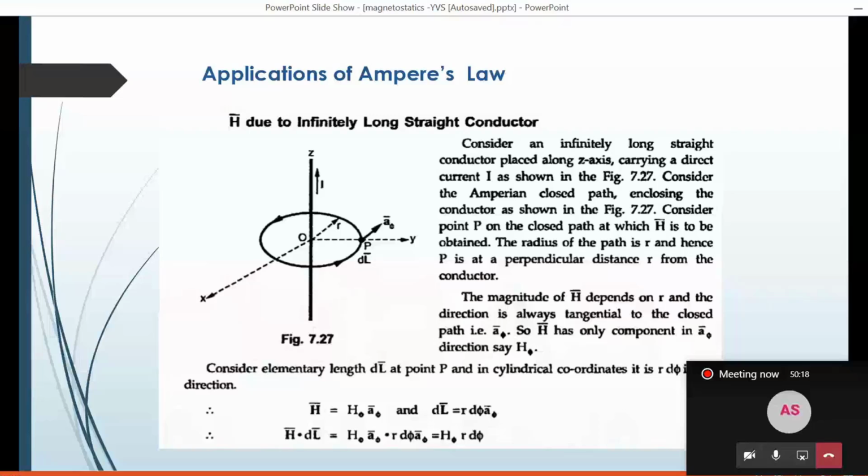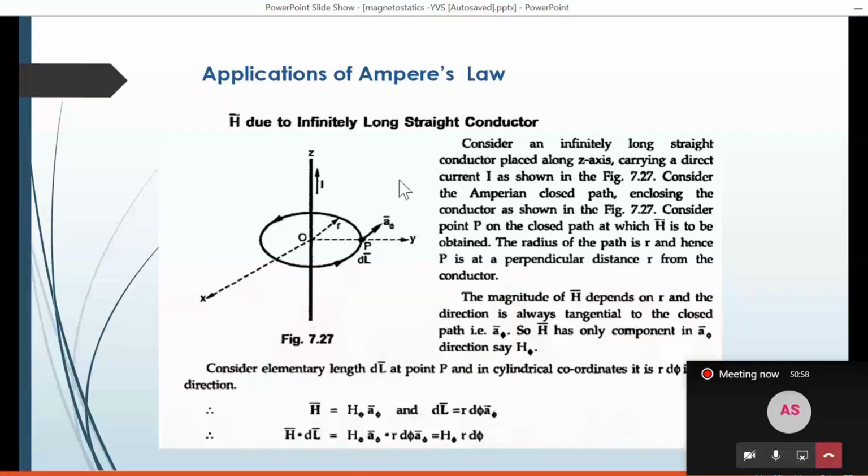Find out H bar dot dl bar, and whatever you get at the right hand side, that is your final value. So here we consider this as a closed path. Consider point P on the closed path at which we want to find the intensity. The radius of this path, let us take as r or rho in the cylindrical system. The magnitude of H bar depends on the value of r, and the direction is always tangential to the closed path. So H bar has only the component a phi cap in the direction.